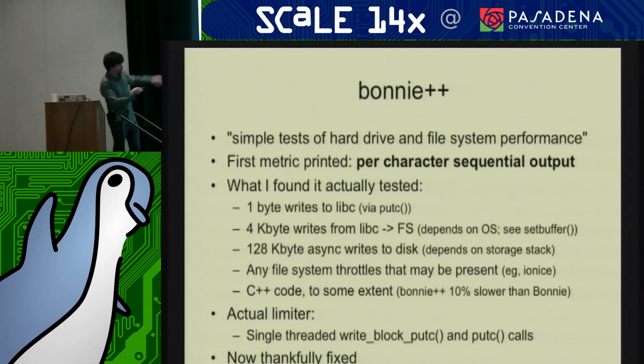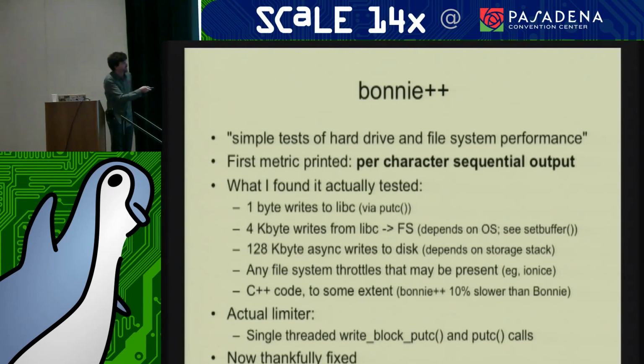So I had a customer who was worried about this result, the per character sequential output, thinking it's a disk result, and it has so little to do with the actual disk. By the time you're talking to the disk, you're doing something totally different. And bizarrely, I found I could actually tune this: I can use setbuffer to change the buffering inside libc. Has anyone ever tuned with setbuffer in libc? Wow, someone has, excellent. So it was a learning experience.